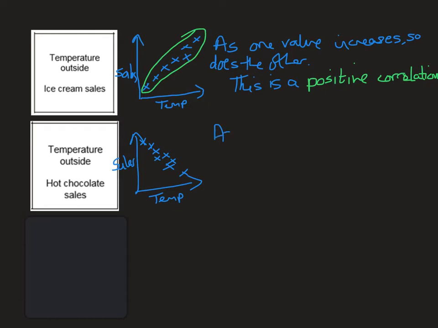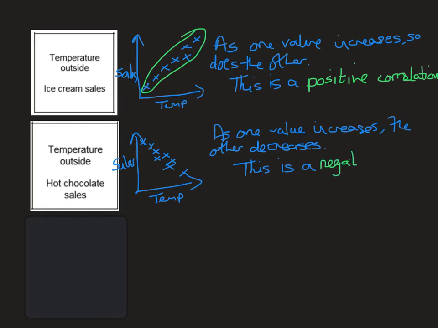I'm sure you can probably guess, or have hopefully written it down already. Here, as one value increases, so that's the temperature in this case, the other decreases, so in this case, the sales. And this is a negative correlation.